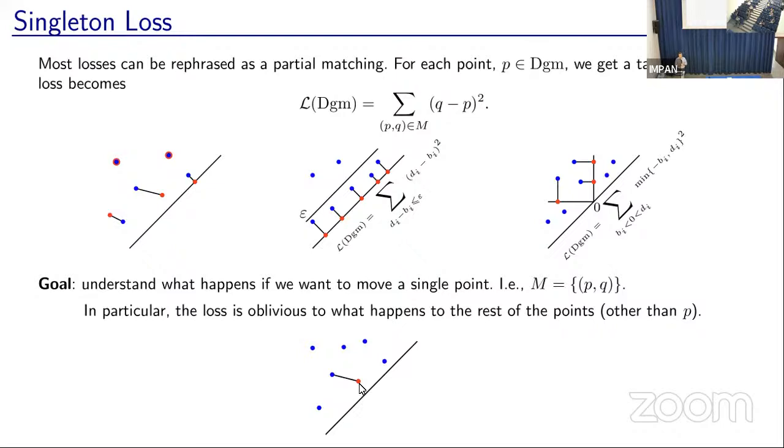It's impossible to keep the other points fixed. As I'm moving the blue point to the red point, other points will move in some way, but I place no constraints.